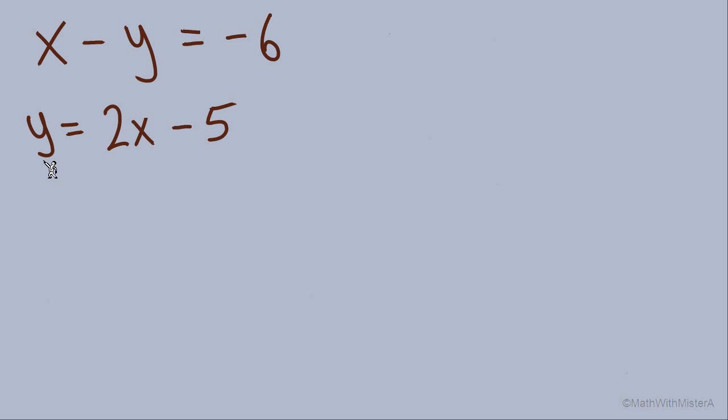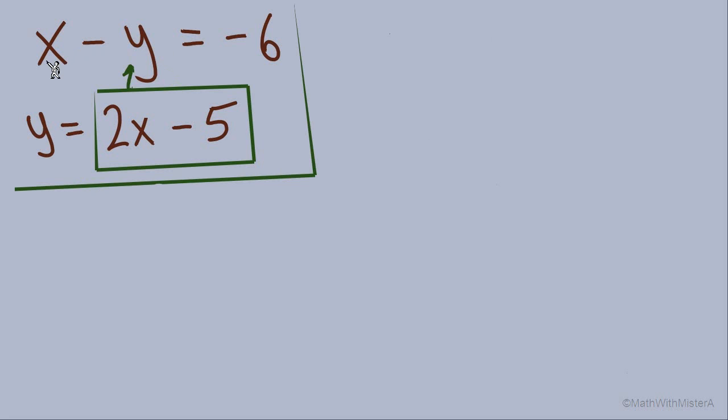Solving this system, we first identify the equation that's solved for y. Y equals 2x minus 5. We're placing this expression, substituting it in place of y right here. 2x minus 5 going in place of that y. So let's carefully rewrite the equation.